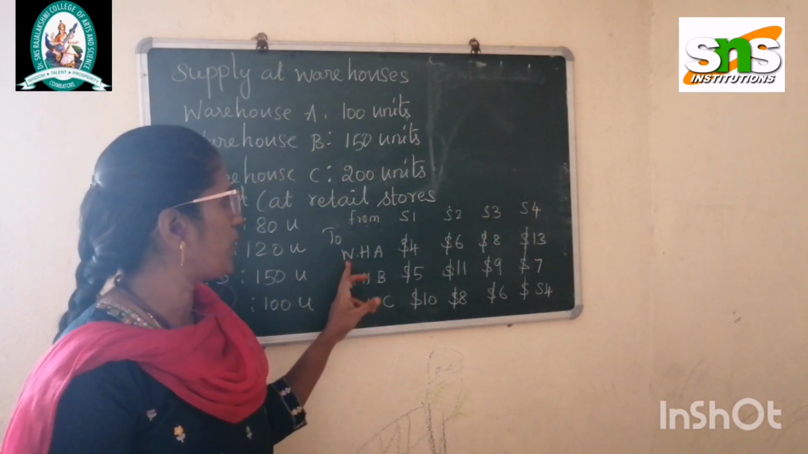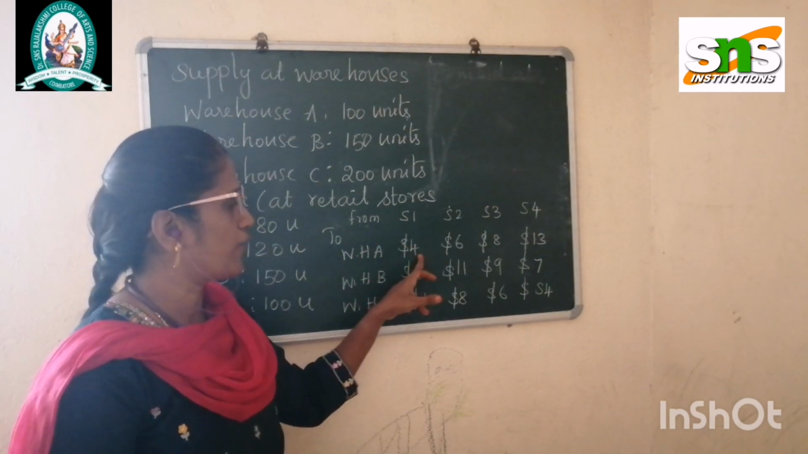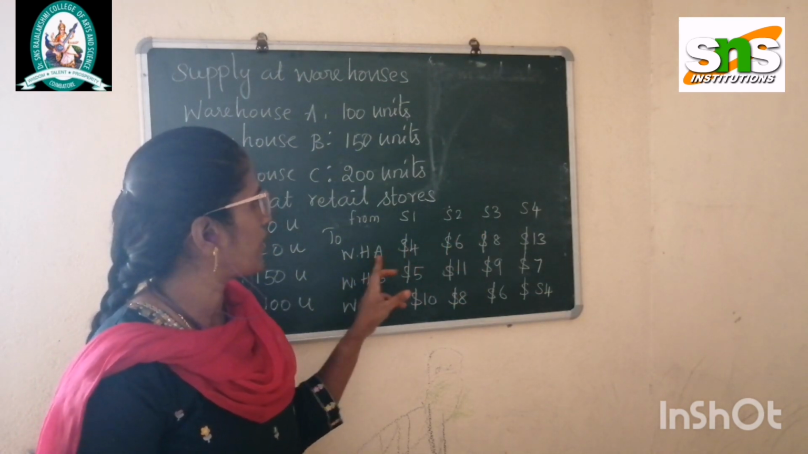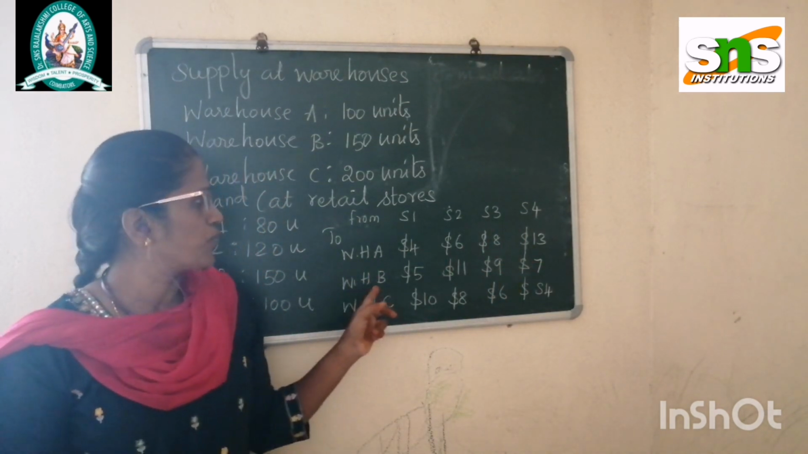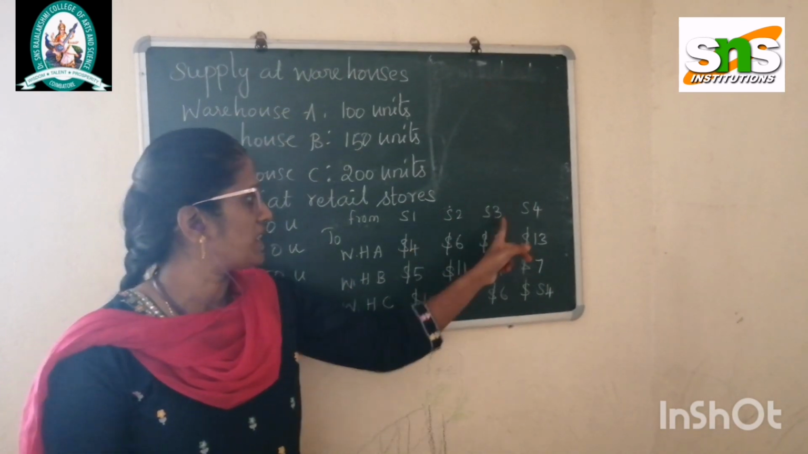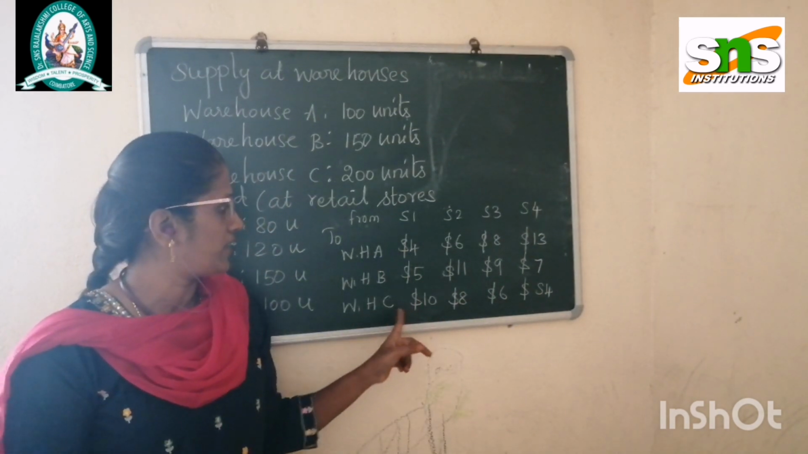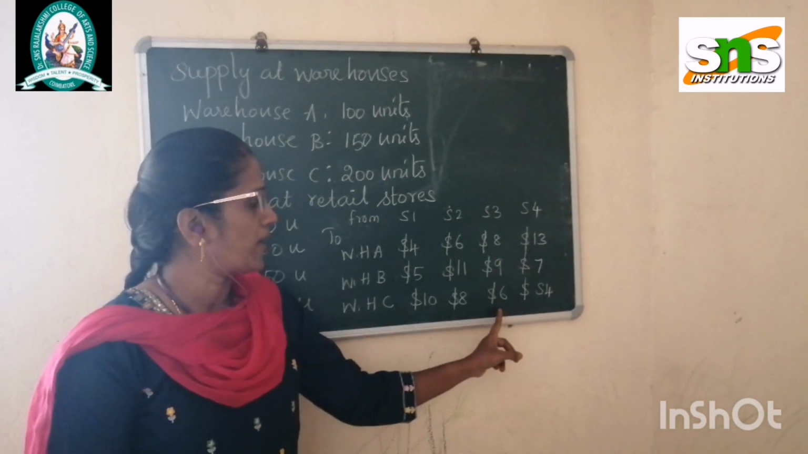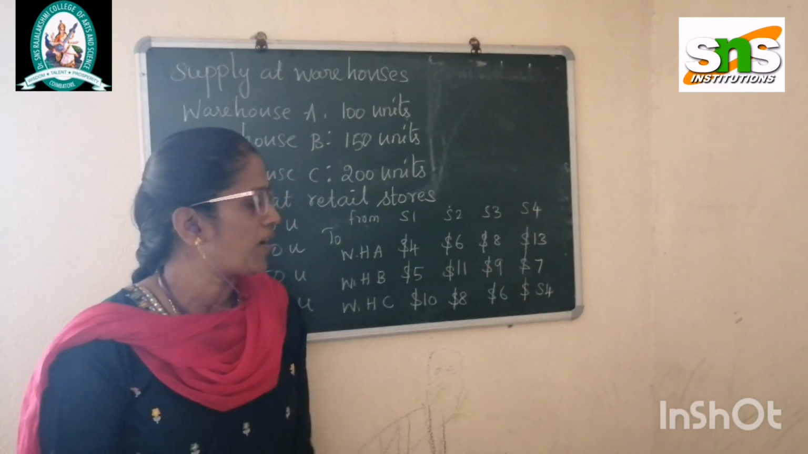The shipping costs from stores to warehouses: Warehouse A to S1 is $4, warehouse A to S2 is $6, warehouse A to S3 is $8, warehouse A to S4 is $4. Then warehouse B to S1 is $5, warehouse B to S2 is $11, warehouse B to S3 is $9, warehouse B to S4 is $7. Warehouse C to S1 is $10, warehouse C to S2 is $8, warehouse C to S3 is $6, warehouse C to S4 is $4.